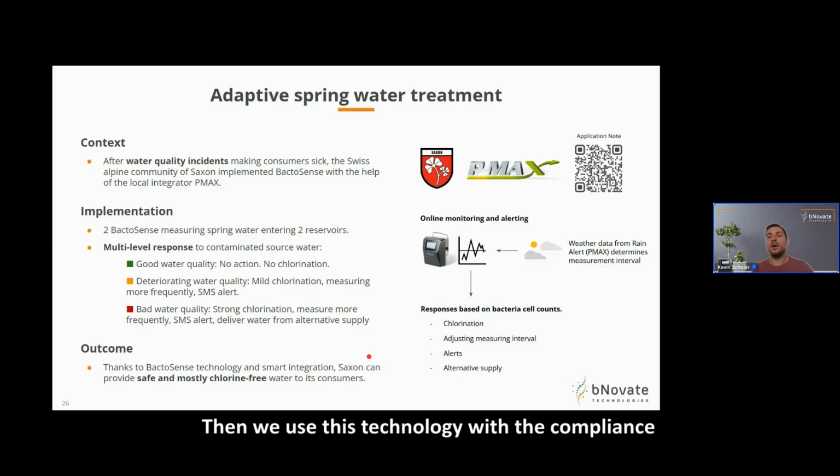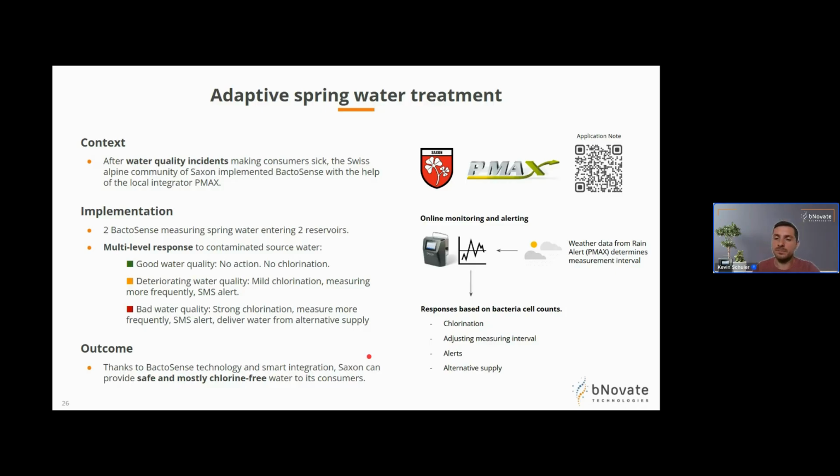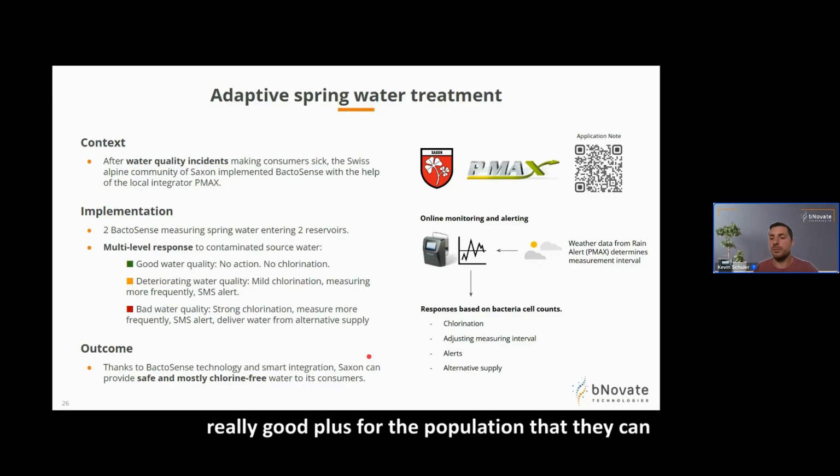And so, using this technology with the combination of the BactoSense, some data tools, and some automation, they now have water that is always safe and mostly chlorine free, which is a really good plus for the population that can really enjoy the pure taste of the Alpine spring water.